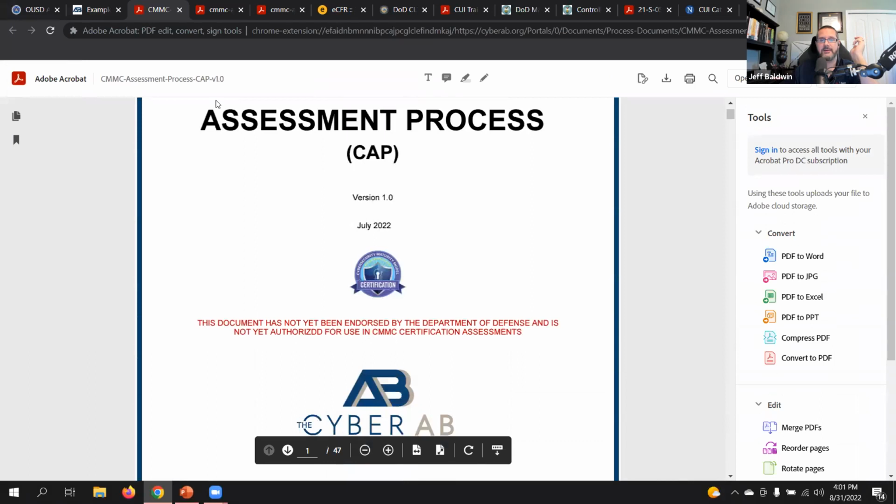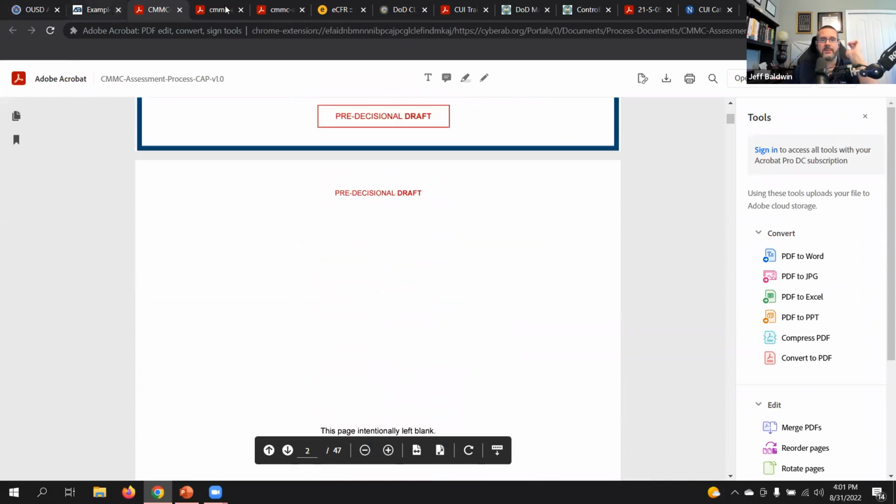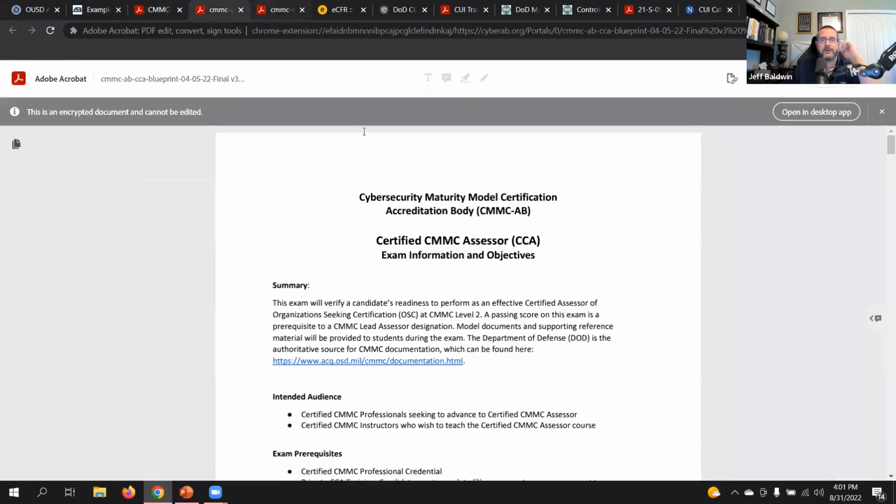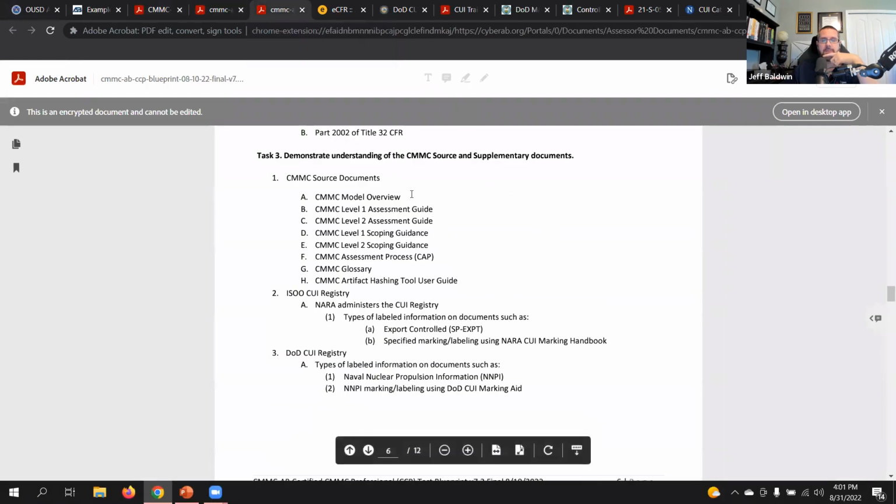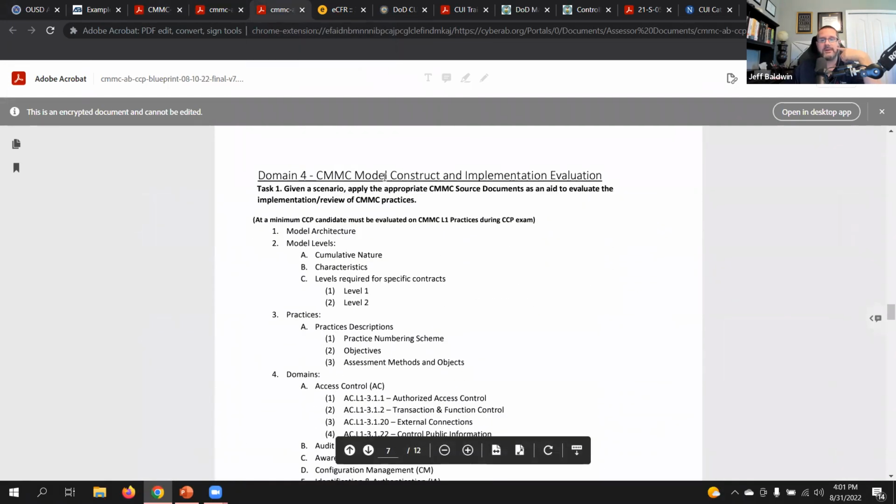And they are still accepting comments on that. So let's go back to here. Domain 4 is the model construct and implementation evaluation. Given a scenario, apply the appropriate CMMC source documents as an aid to evaluate the implementation review of CMMC practices. At a minimum, a CCP candidate must be evaluated on CMMC Level 1 practices during the CCP exam.